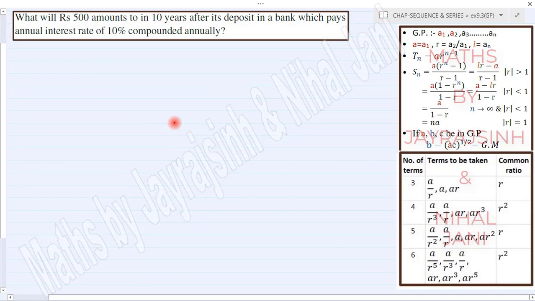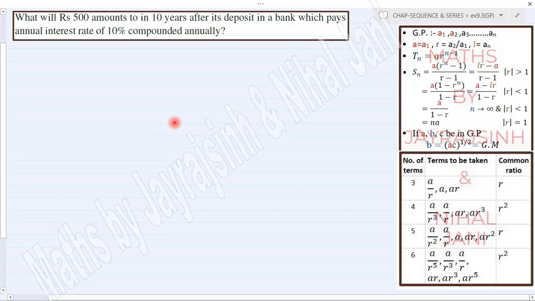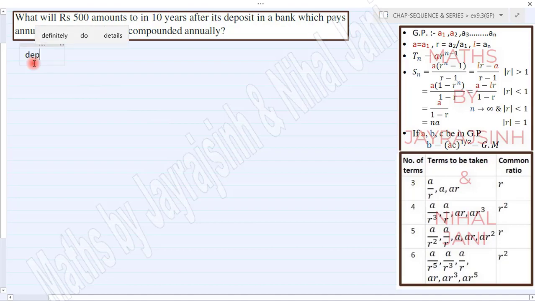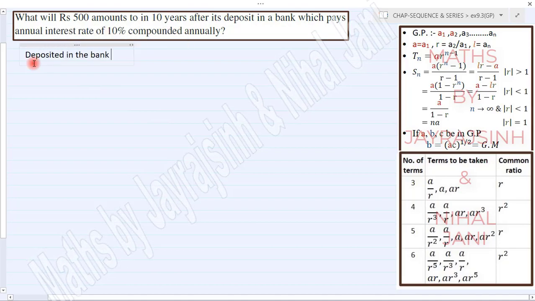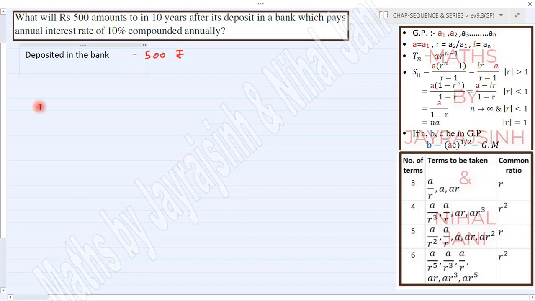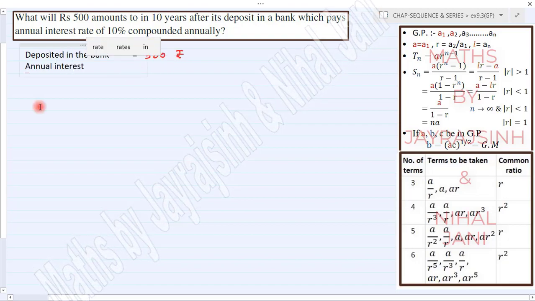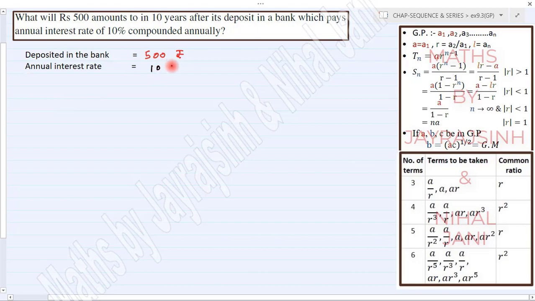In this problem sum, we have to calculate what rupees 500 will amount to in 10 years after it is deposited in a bank, which pays an annual interest rate of 10% compounded annually. So here the deposit in the bank is equal to 500 rupees. Now the annual interest rate is 10%.